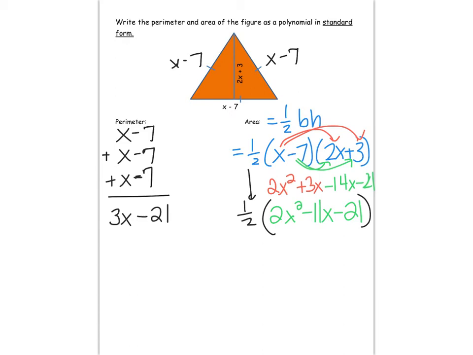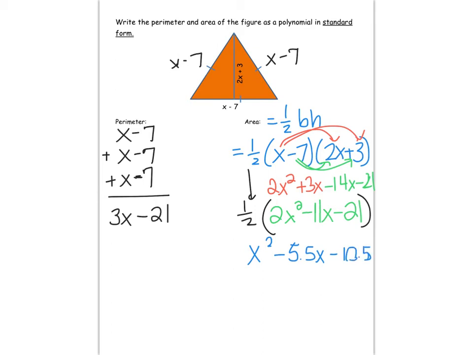You can distribute the fraction as a 1/2. Use your fraction key if necessary. Or you can distribute the fraction as a 0.5 and get decimals. Either way is fine. So 1/2 times 2 is a 1. So 1x squared. You either have 11 halves or you have 5.5x. And minus, you either have 21 halves or you have 10.5. Either one will be fine.